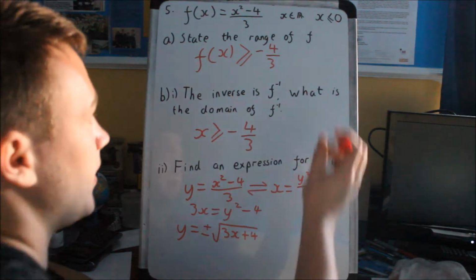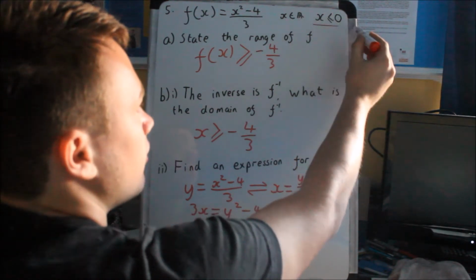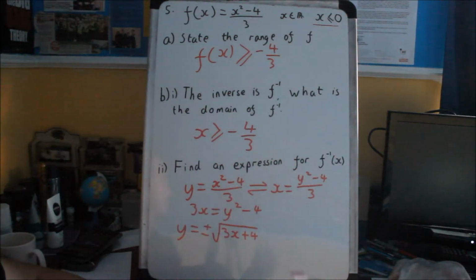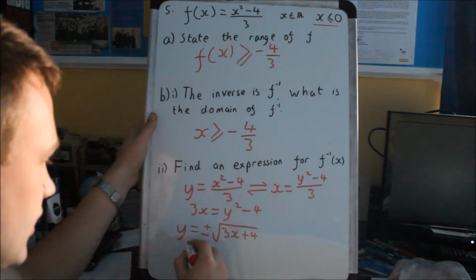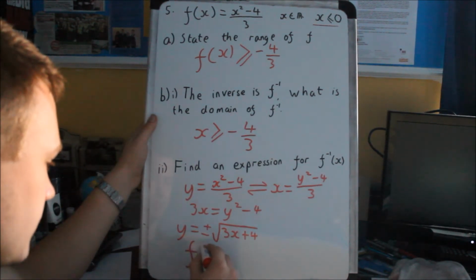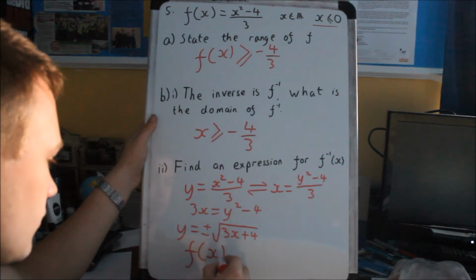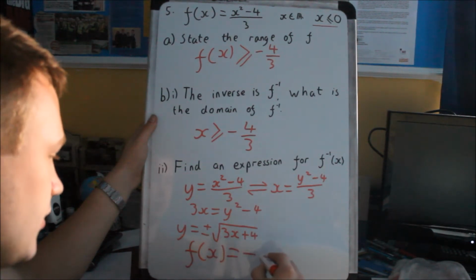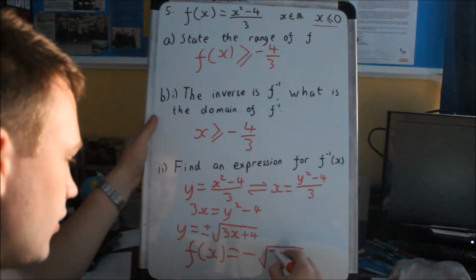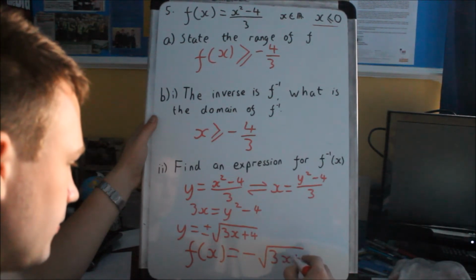Now we look up here for our hint, it's the domain of the original. That x is less than or equal to 0. If it's less than or equal to 0, it's going to be the negative one of these. So we change the y for f of x, and it's the negative root 3x plus 4.